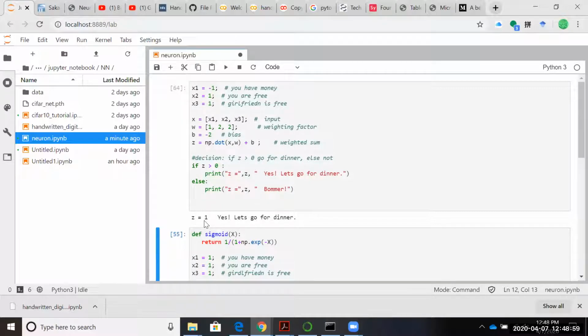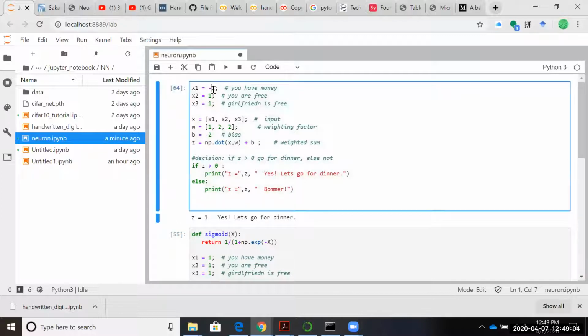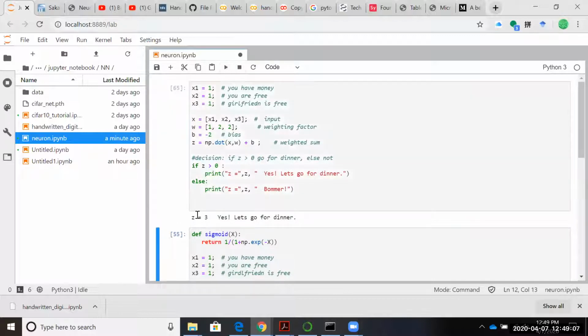But you can see, in this case, the Z is equal to 1 compared to where you have money, where the Z is equal to 3. So you think that the probability of going to dinner with Z equal to 3 should be different from the probability with Z equal to 1. So this is a simple binary decision tree with a binary input. It's clearly a very poor approximation.